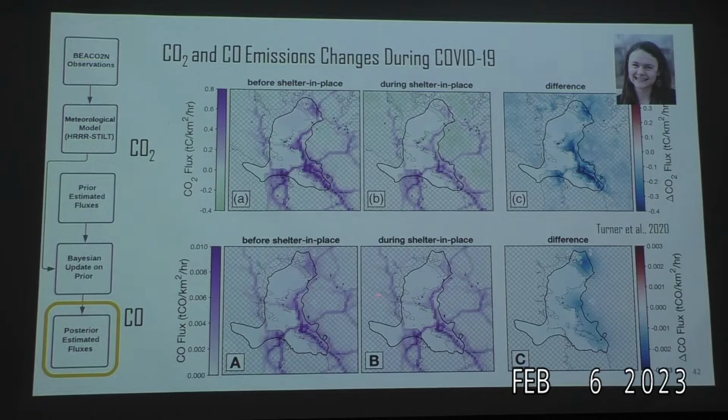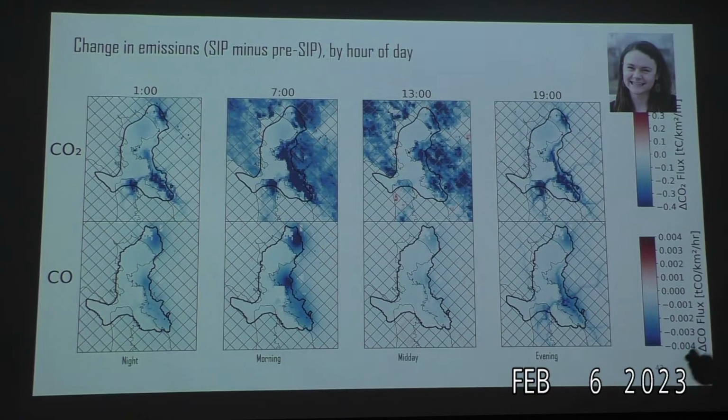For carbon monoxide, we see something quite similar. The localization in space is not quite exactly the same. We can also pull this out by time of day. We get different signals at different times of day. What I'll point out is that CO2 in the morning looks like the roads. The CO doesn't so much. In the evening, they both look like the roads.